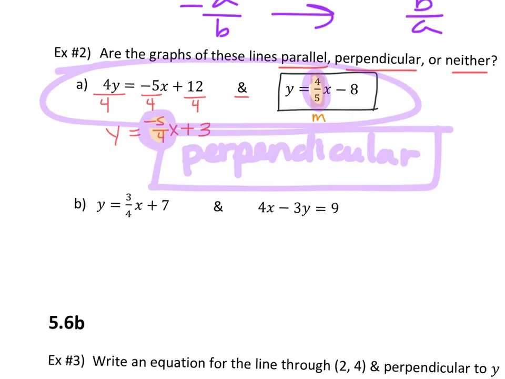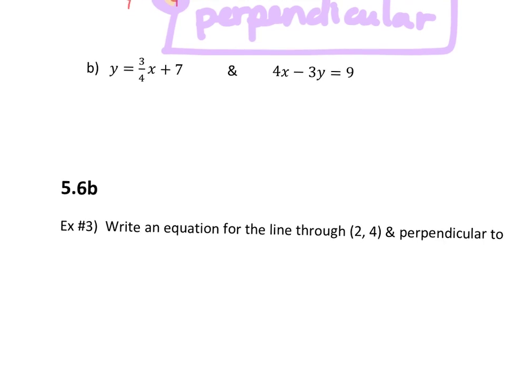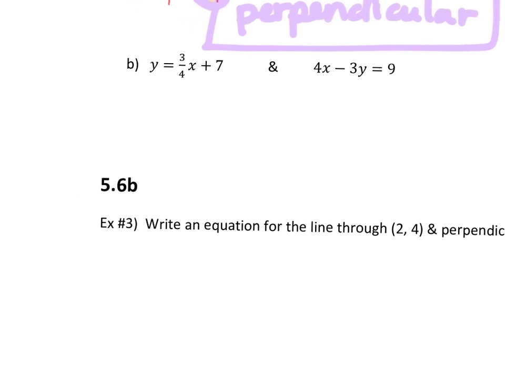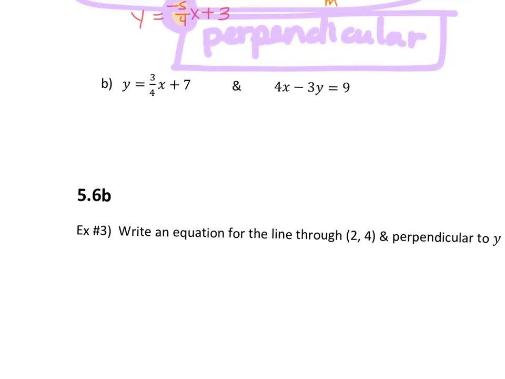Okay, so let's look at the next one. Do we need to do something to this first one? No. So my slope is 3/4, right? That's m. It's in that form for you already. You don't need to do anything to it. What do we have to do on the second one?